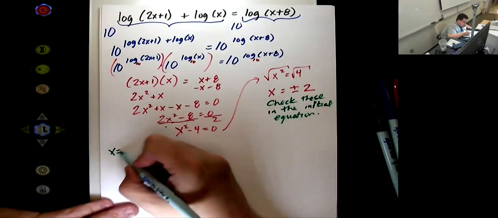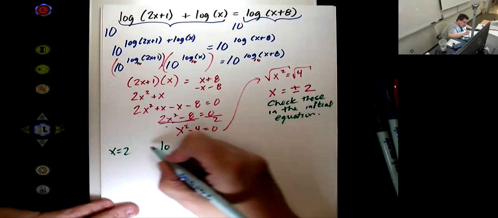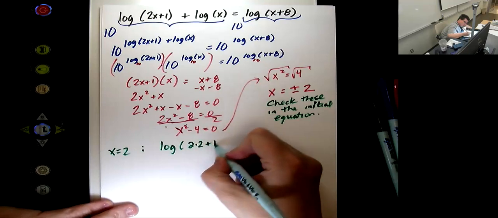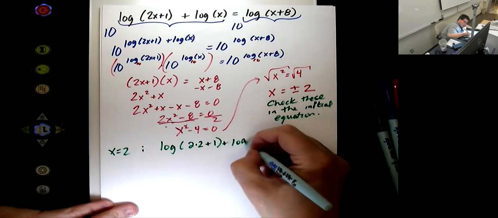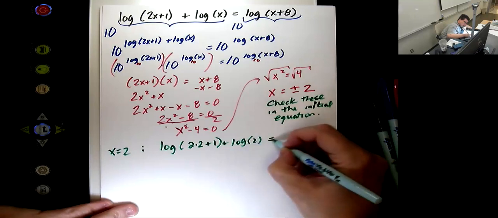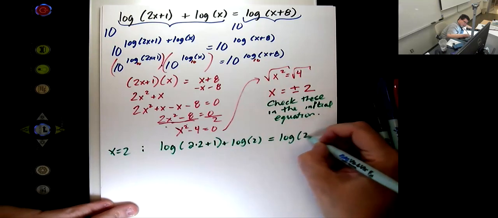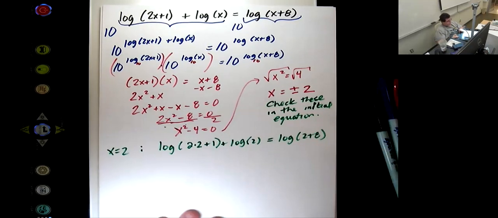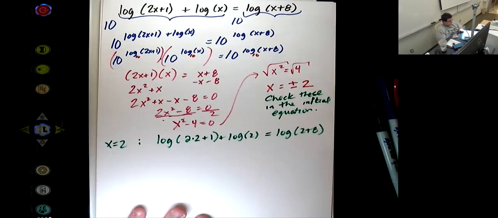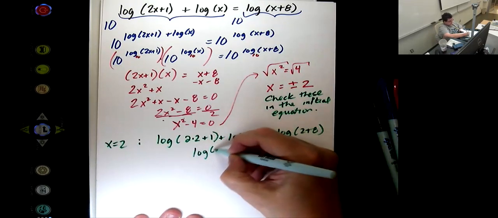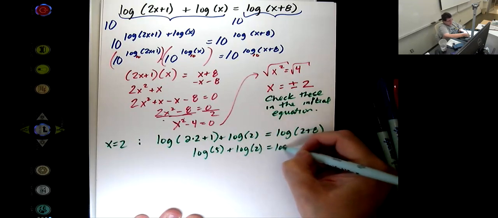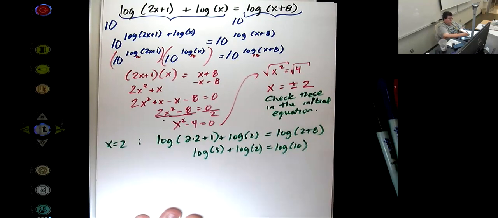If I check x equals 2, I've got log of 2 times 2 plus 1 plus log of 2. Does that equal log of 2 plus 8? The rules are going to let us put this as 5. Log 5 plus log 2 equals log 10, which is 1.